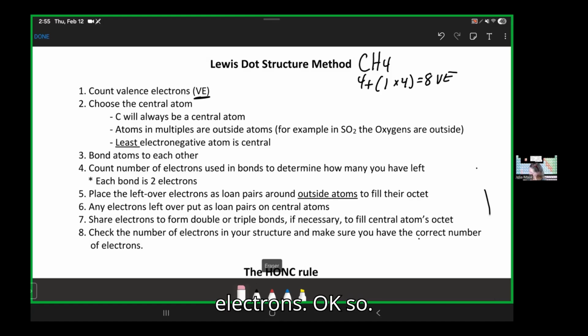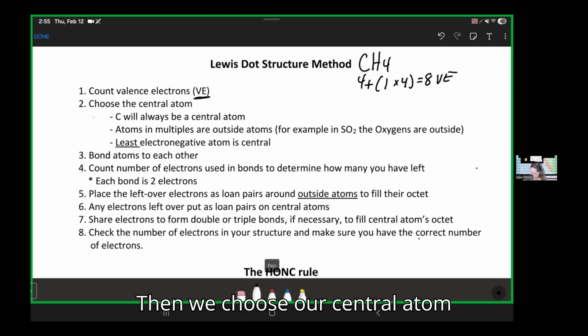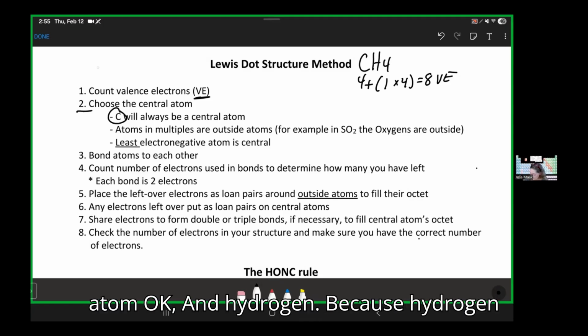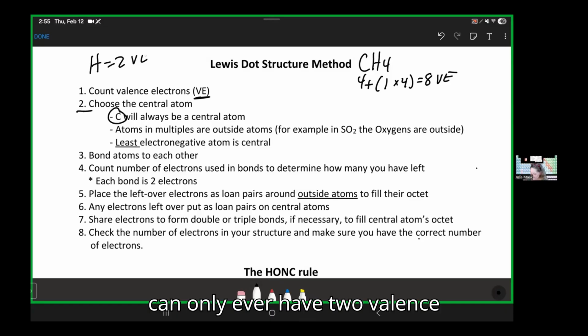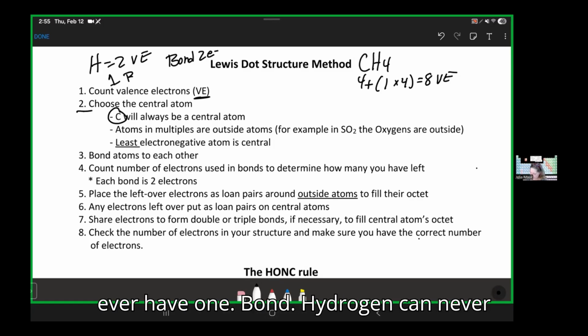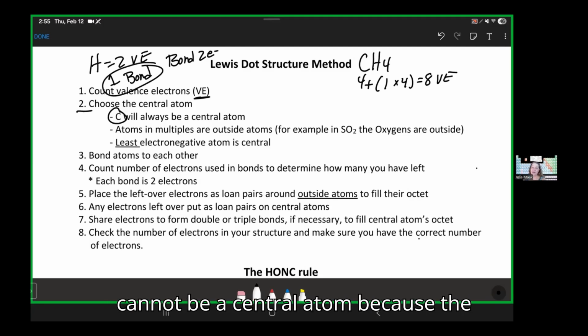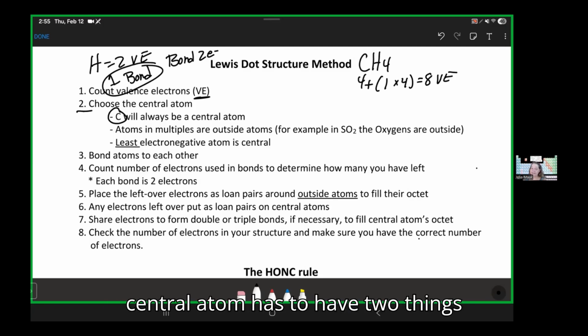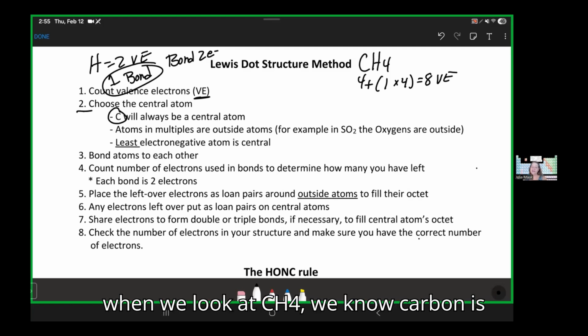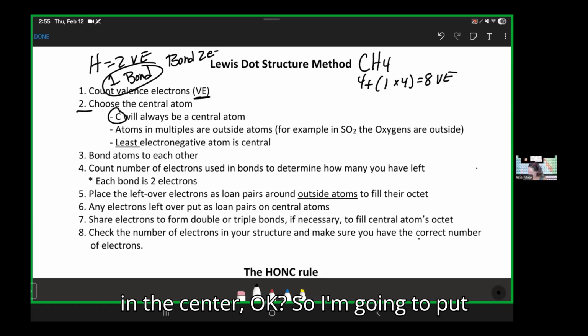Then we choose our central atom. If carbon is there, carbon will always be the central atom. Hydrogen can only ever have 2 valence electrons, and each bond is 2 electrons. That means hydrogen can only ever have 1 bond. Hydrogen can never have more than 1 bond. So hydrogen cannot be a central atom, because a central atom has to have 2 or more things bonded to it. When we look at CH4, we know carbon is in the center. So I'm going to put my carbon down.